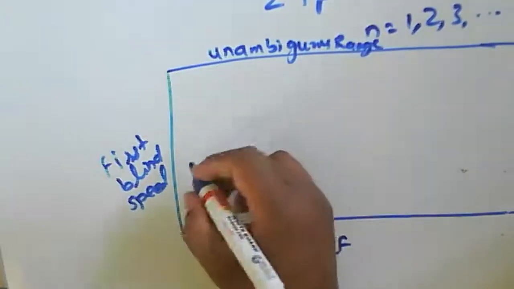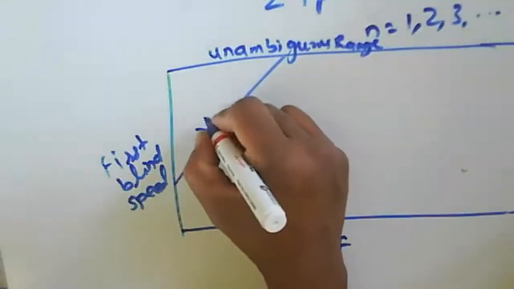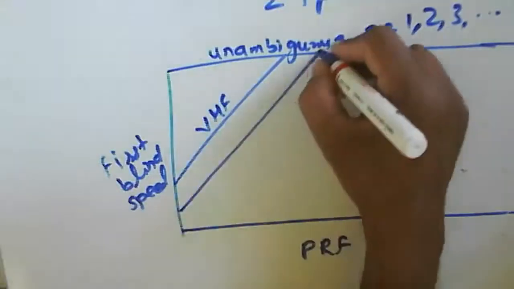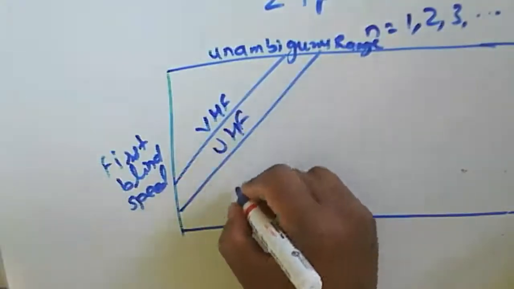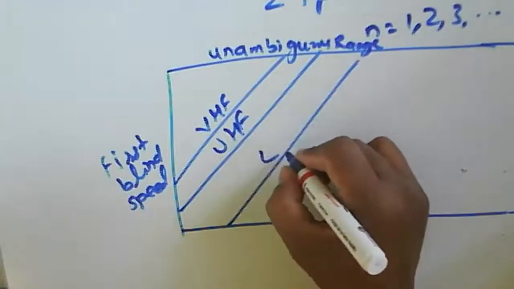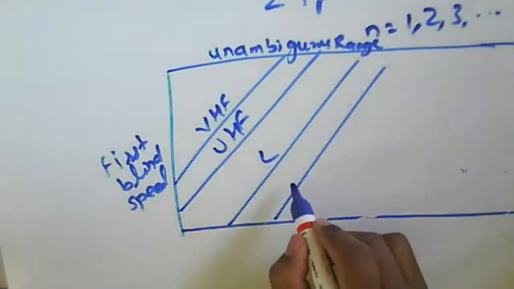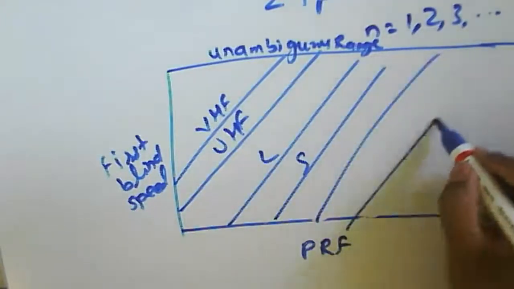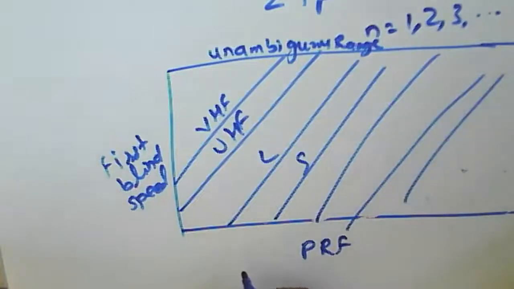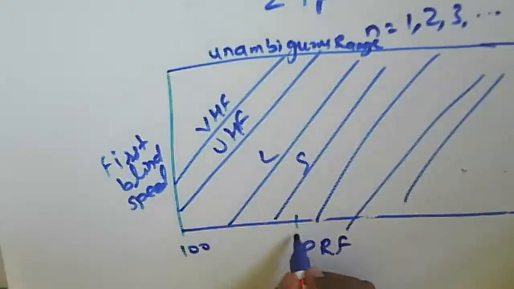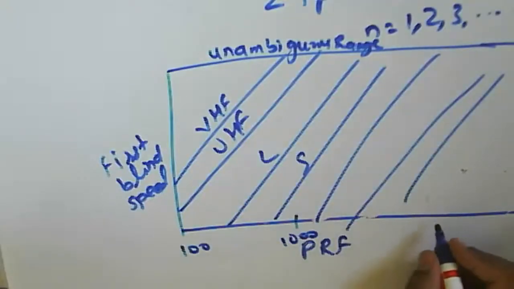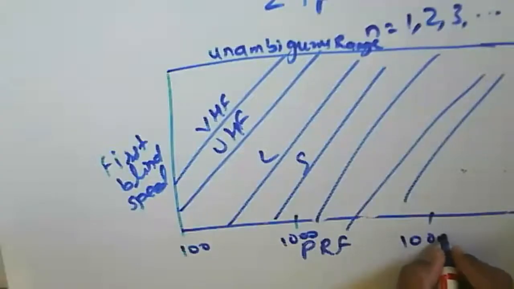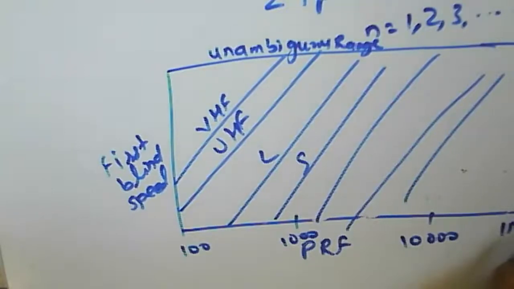These are nothing but different bands. This one is about the VHF band, then the L band, then the S band. Likewise, for the different band frequencies, we are getting particular pulse repetition frequencies: this one is about 100 hertz, then 1000 hertz, then 10,000 hertz.